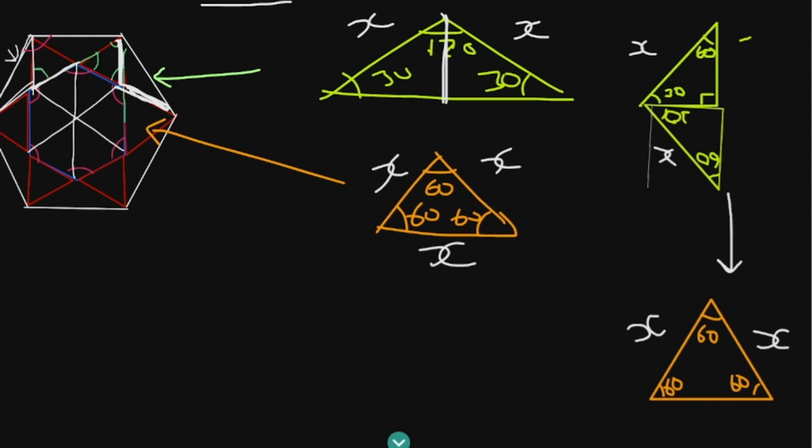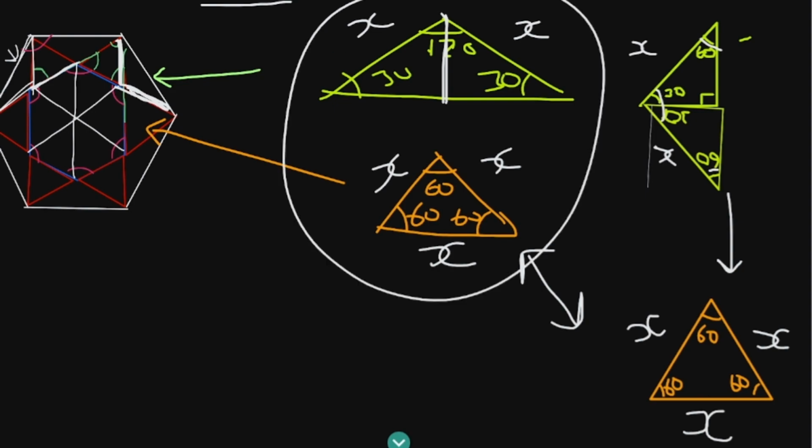an angle of 60 degrees and another angle of 60 degrees and another angle of 60 degrees, which is an equilateral triangle, and it has sides of x and x. Since it's an equilateral triangle, the last side has to be x. So now we can confirm that these two triangles are the same, and so these two triangles have the same area.